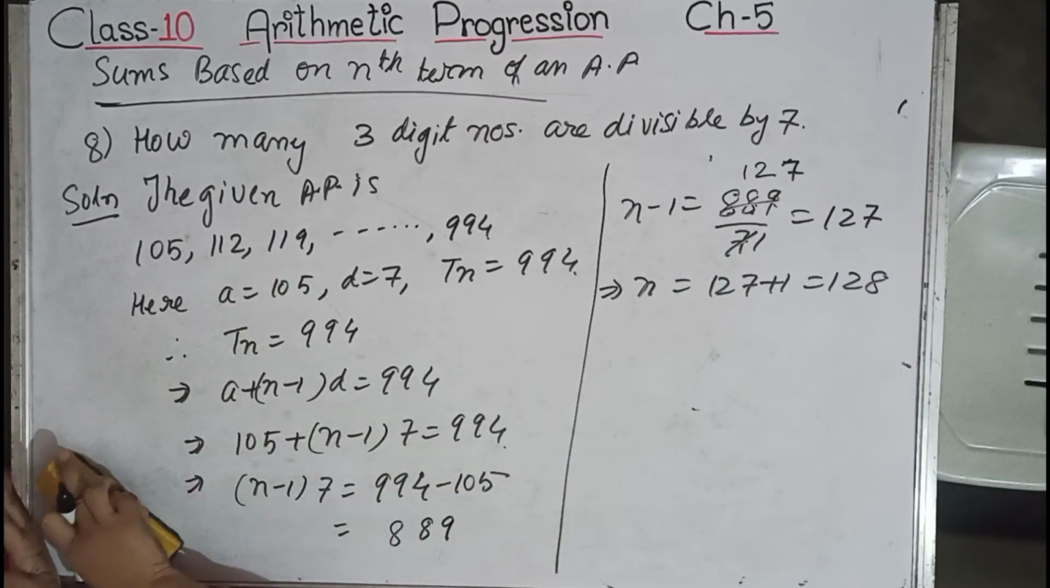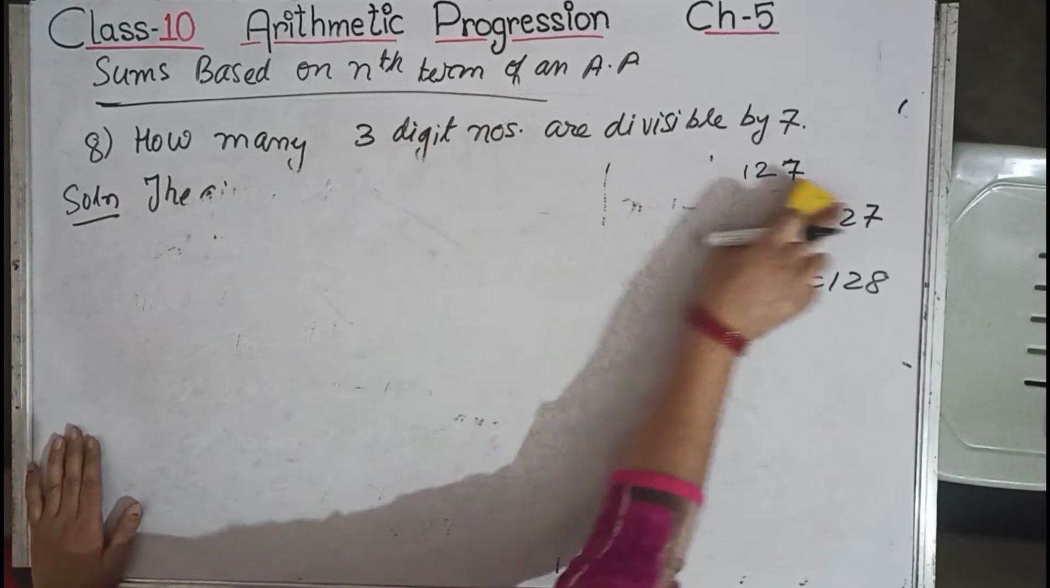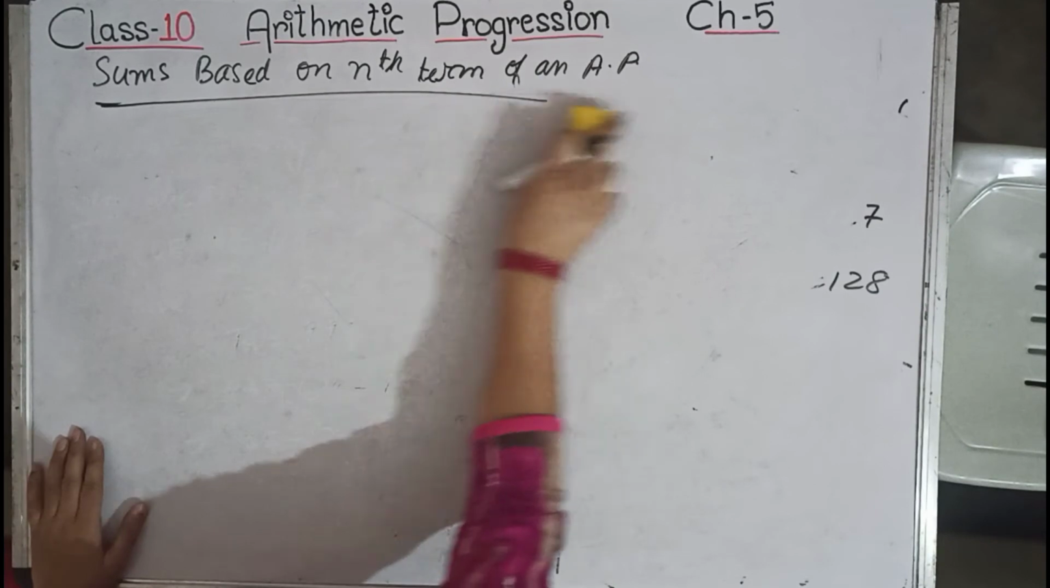And these types of sums usually come in the examination under 2 and sometimes under 3 mark section as well.